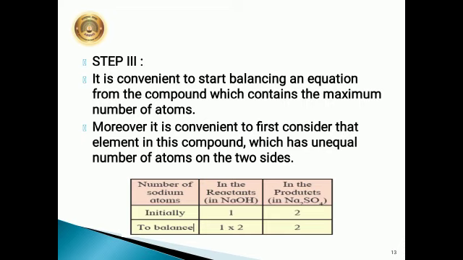Now let's see step number 3. It is convenient to start balancing an equation from a compound which contains the maximum number of atoms. Moreover, it is convenient to first consider that element in this compound which has unequal number of atoms on the two sides. Now the number of atoms the sodium atom has in the reactants in NaOH is 1 and in the products it is 2. Now to balance it we have to multiply 1 by 2. So on both sides it becomes 2.